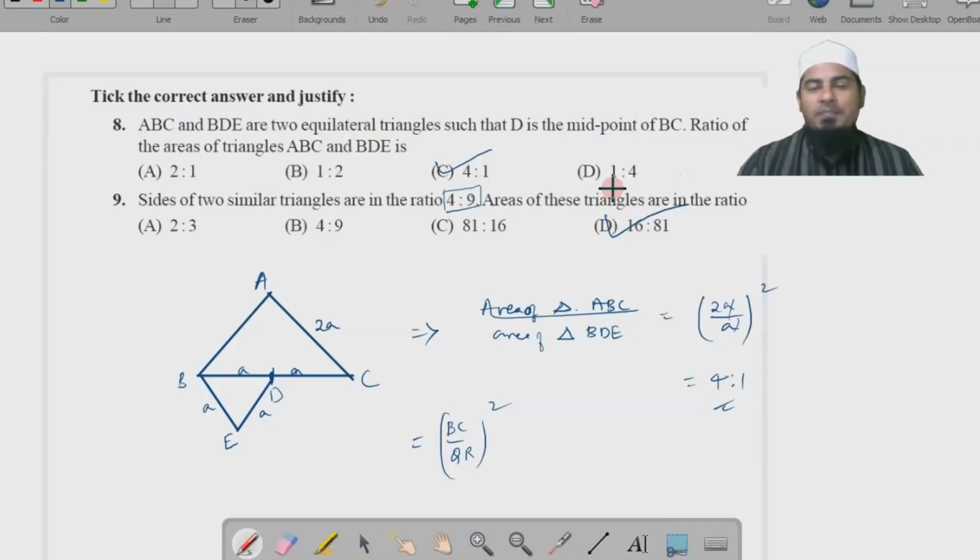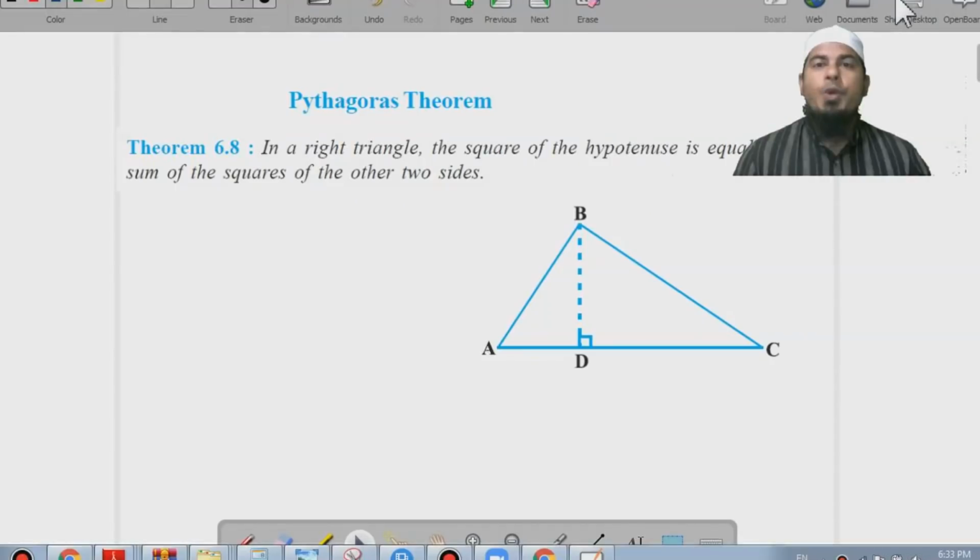Let us learn new concepts, that is Pythagoras theorem, proof of it, converse of Pythagoras theorem, and the problems of it. Thank you very much.